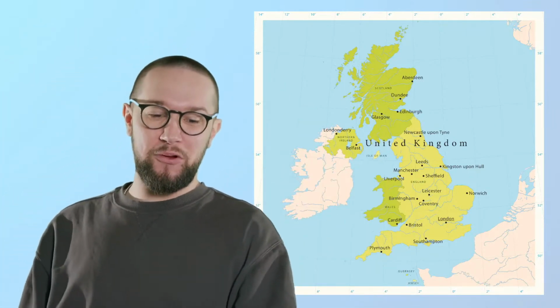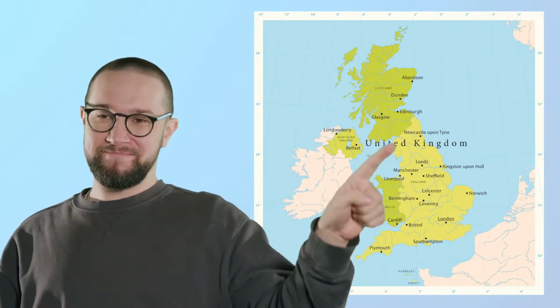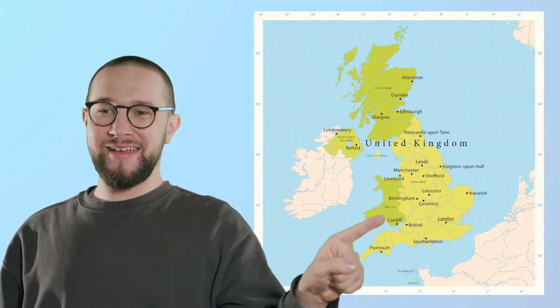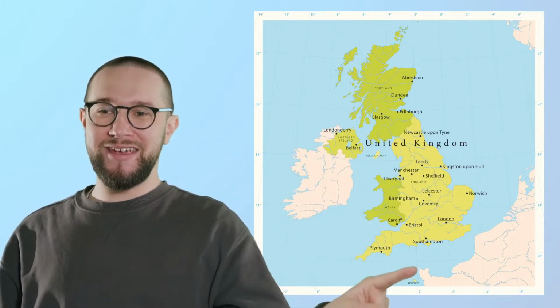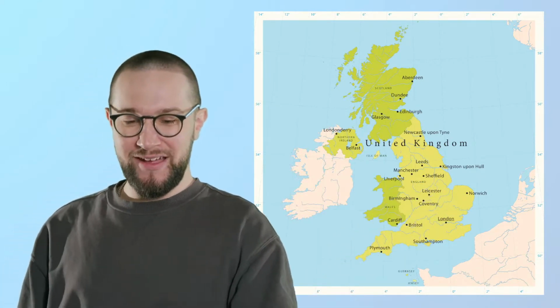So it's a bit of a confusing situation, the UK, but I would say the broad points to remember are, this is Great Britain here, this is the island of Ireland, this is Northern Ireland, Scotland, England, and Wales, and this country in green is the United Kingdom of Great Britain and Northern Ireland.